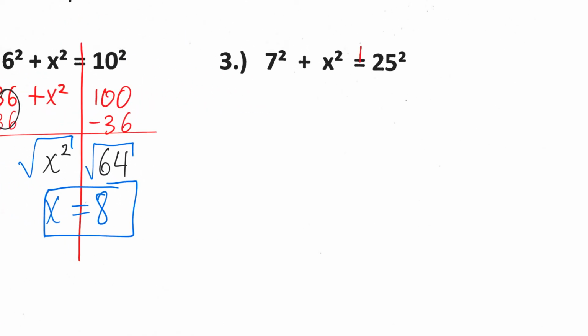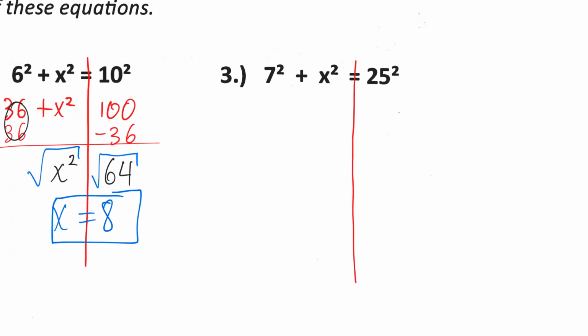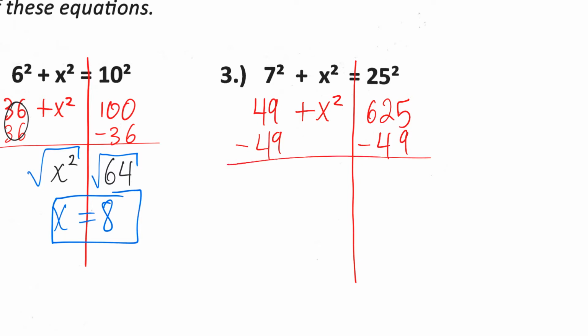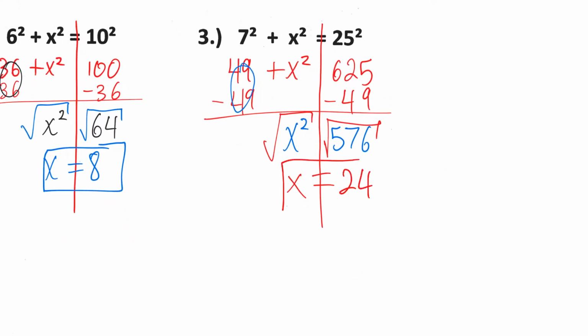Okay, on number 3, 7 squared, 49 plus x squared, 25 squared, 625. Okay, so again, subtract 49 from both sides. Okay, so if these zero out, that leaves x squared equals 576. Take the square root of both sides. And that's exactly 24.